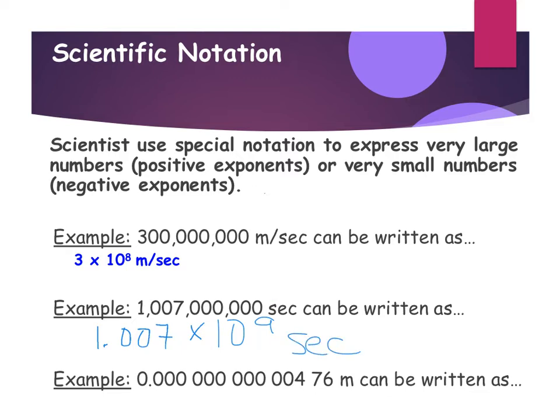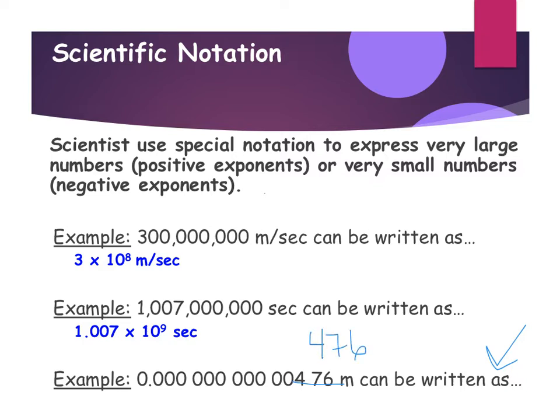Let's see if you can do this last one by yourself. If I look at my non-zero numbers, I see the 4, the 7, and the 6. I want to keep the integer between 1 and 9, so I'm going to use 4.76. I'm going to multiply by the 10, and then we have the exponent we need to figure out. In this case, we do have the decimal given, and we moved it all the way to behind the 4. So how many places did we move it? That would be 12 places.